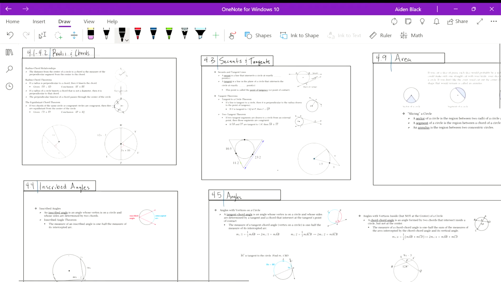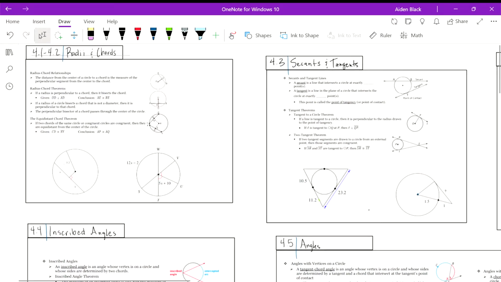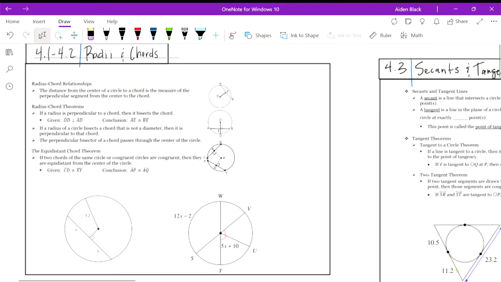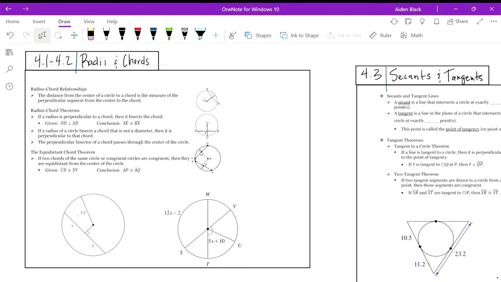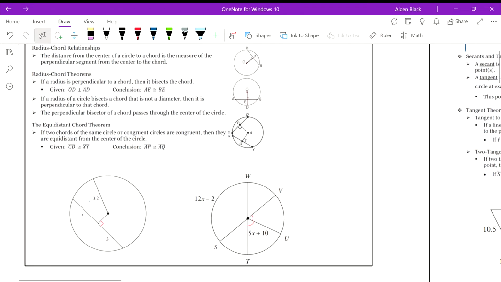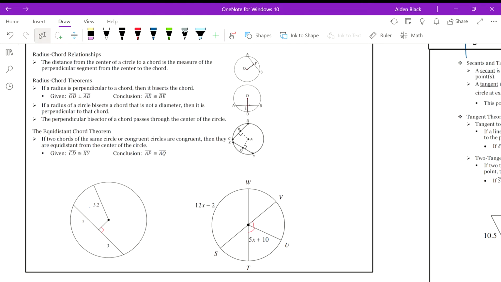Alright, I want to do a quick drive-by on everything you've learned in this unit. So, starting with 4.1 through 4.2, we learned about radii and chords. You know what a radius is, you know what a chord is. These theorems we talked about in class many times, and we've done many problems.